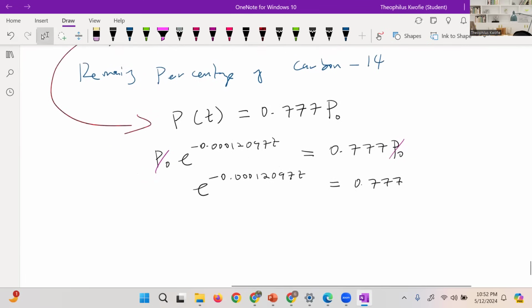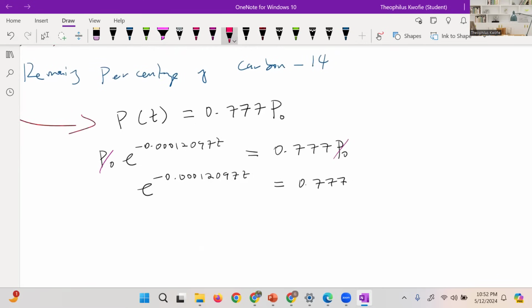Okay, now the question is, how do we find T? For us to solve this, because of the exponent, because of a problem of this nature, what we can do is take the natural log of both sides. The reason we use the natural log is that the natural log and the e are inverses of each other, so it is easy to use.